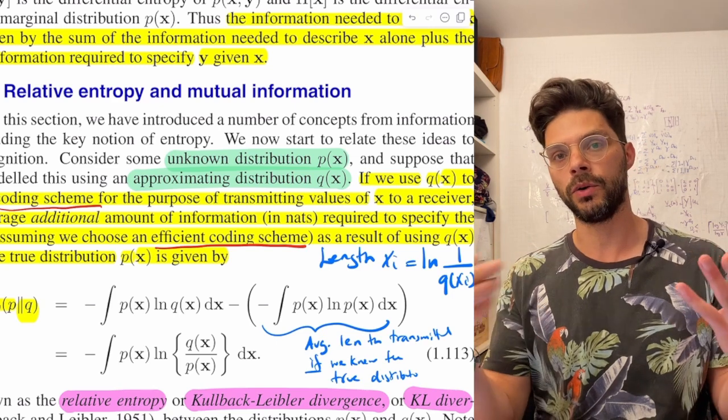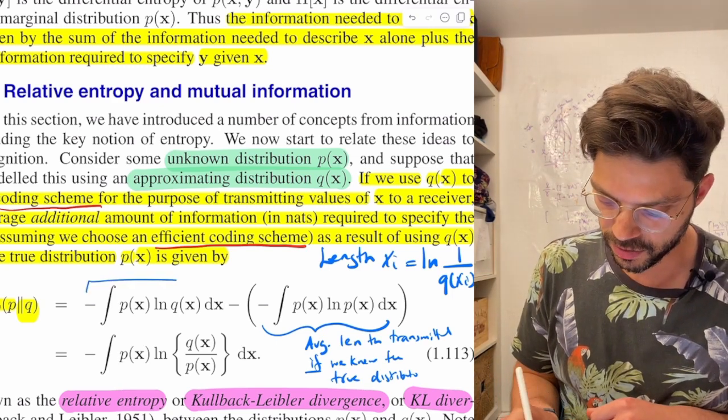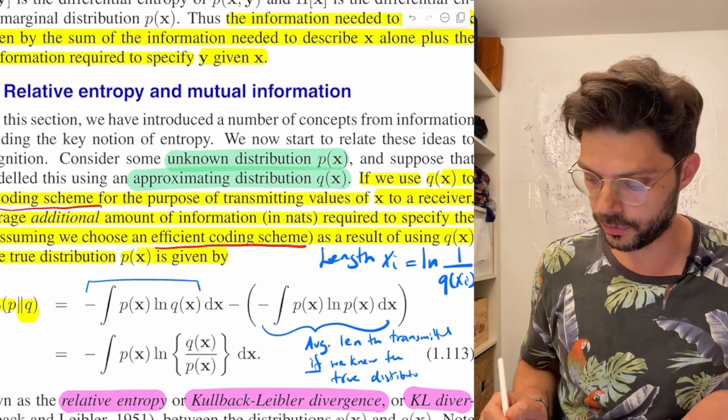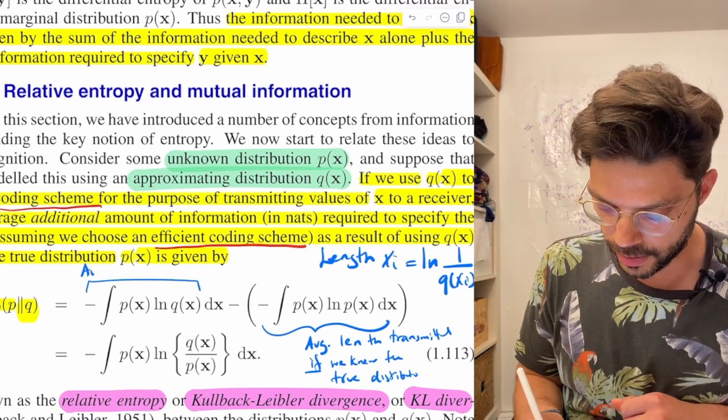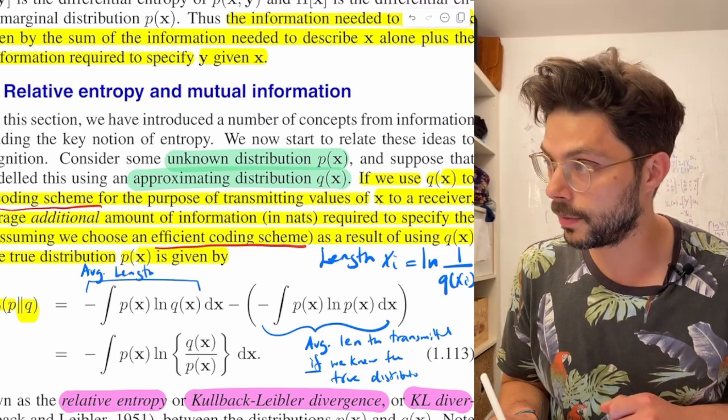But the idea is that we don't know that true distribution, so we have this other term. You can think of this as the actual average length actually transmitted.